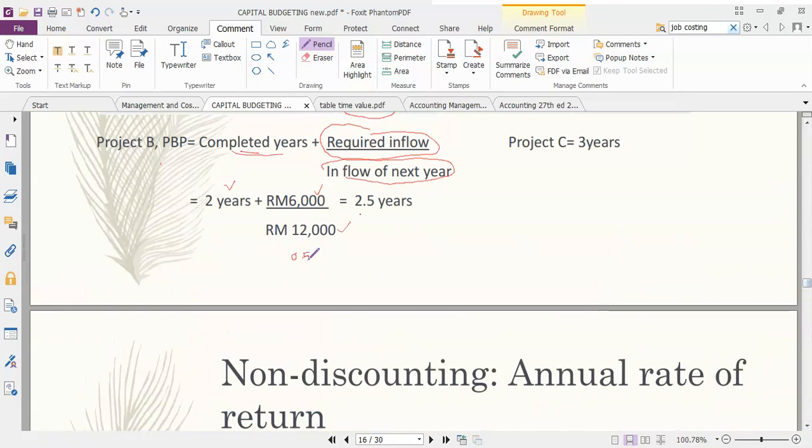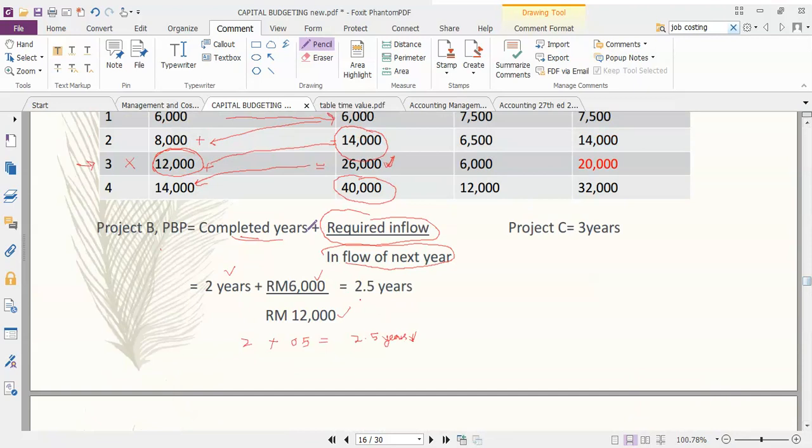Okay, 0.5 plus 2 years, so you will get 2.5 years. The payback period. Just bear in mind, the payback period is expressed in years. If the inflows of the project are not consistent, you should choose to calculate using the second formula. That is, payback period is equal to completed years, 2 years, plus the required inflow of another 6,000 that you need to complete the 20,000, divided by the inflow of the next year, that is 12,000. So you will get 2.5 years. That is for project B.